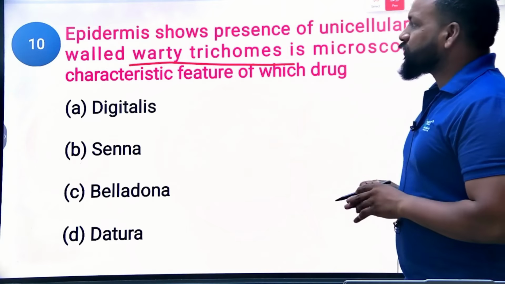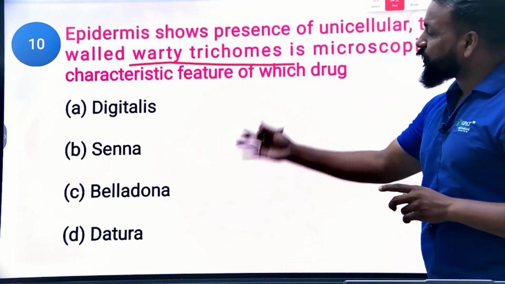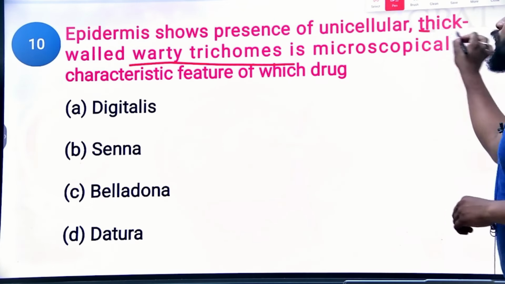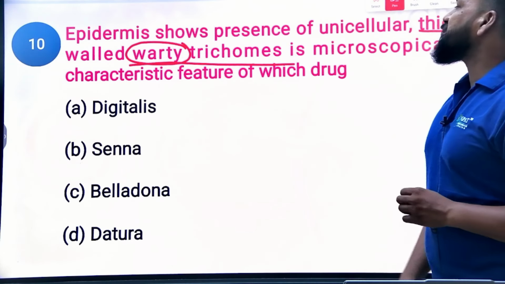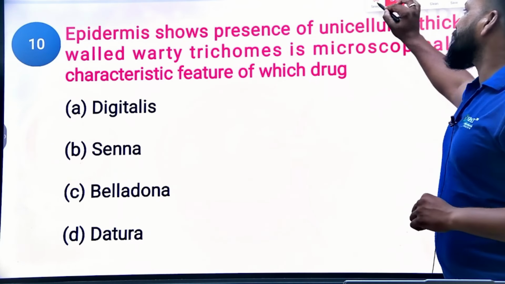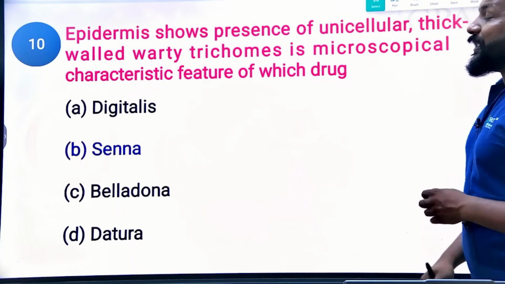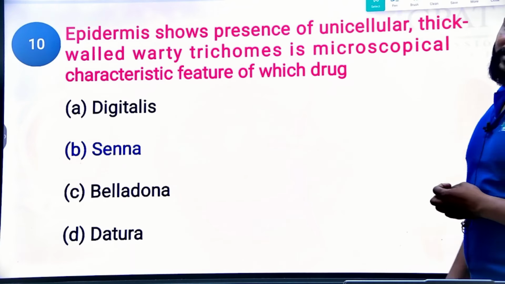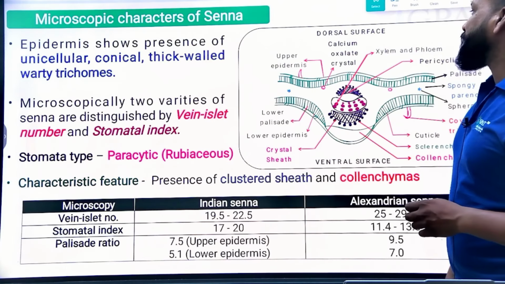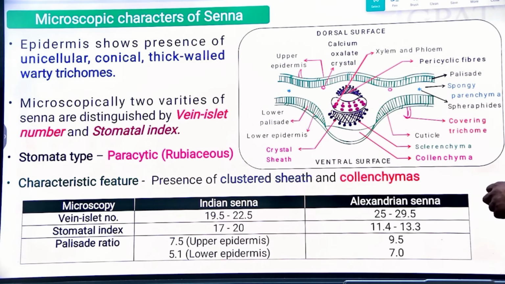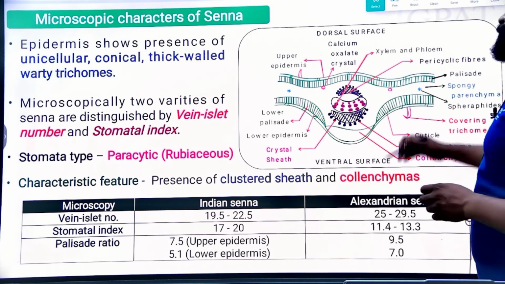Clear? So now tell me, in which of the following glycoside drugs can you see thick-walled warty trichomes? Such terms will be helpful for you. Warty trichomes. So what is the right answer? It is senna. Warty trichomes are found in senna. You can see thick warty trichomes.